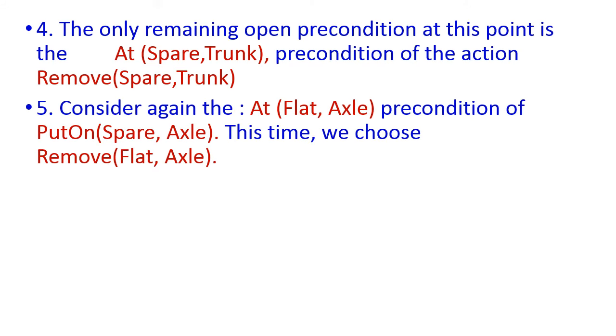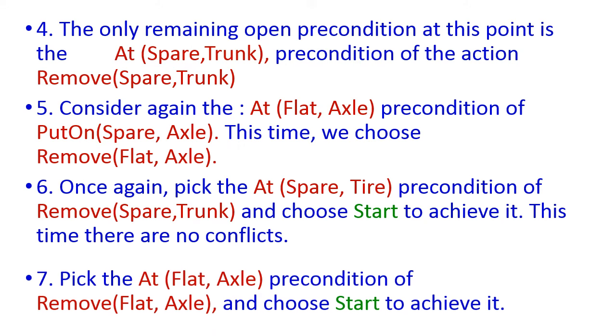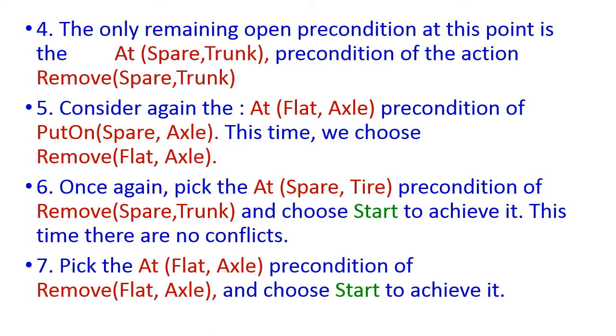And next one is to consider At(Flat, Axle), which is the precondition of PutOn(Spare, Axle). This time we have to choose Remove(Flat, Axle). Once again, pick At(Spare, Trunk), which is the precondition of Remove(Spare, Trunk), and choose the start to achieve it. This time there are no conflicts. And the last one is to pick At(Flat, Axle), the precondition of Remove(Flat, Axle), and choose the start to achieve it.